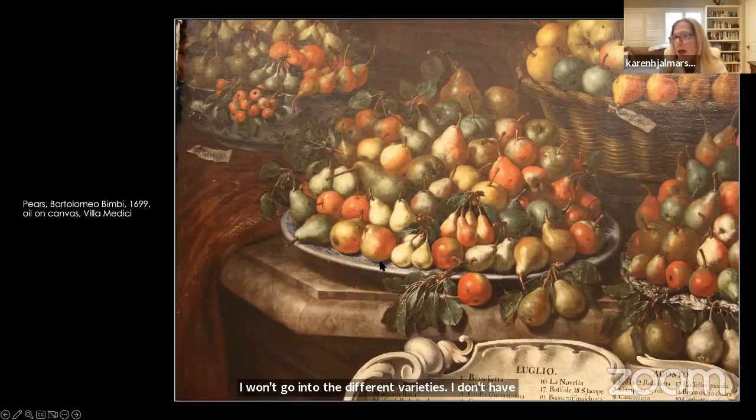So I hope that you've got a little bit of a cross section of how still life varied and developed over about 100 years, from the early part of the Baroque to this last painting from the edge of the Baroque. And I see we have our wonderful Renata.